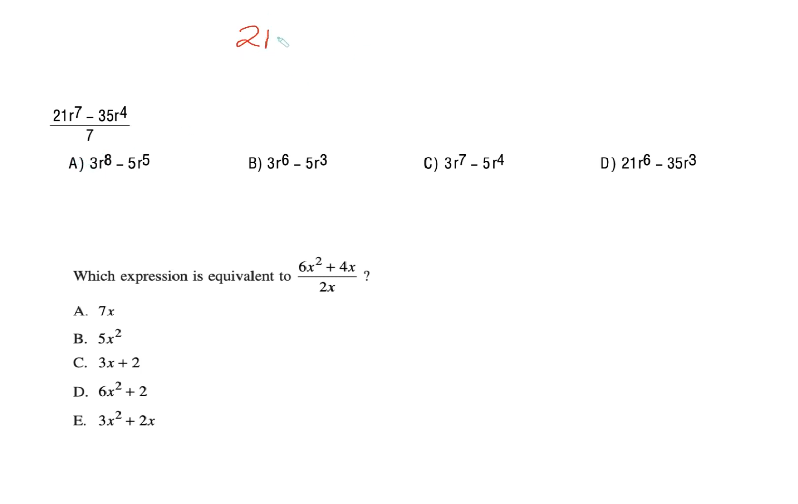So the 21r to the 7th, I'm going to divide by 7. 21 divided by 7 is going to be 3, and we're going to keep the r to the 7th. The negative 35r to the 4th, I'm going to divide by the 7. So each term in the numerator will be divided by the denominator. Negative 35 divided by 7 is negative 5. And because there's no r variable in the denominator, we're going to keep our r to the 4th.